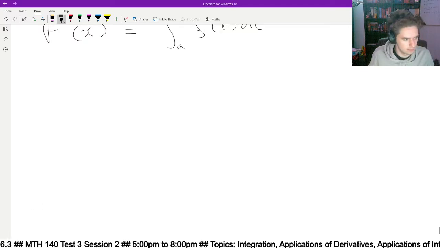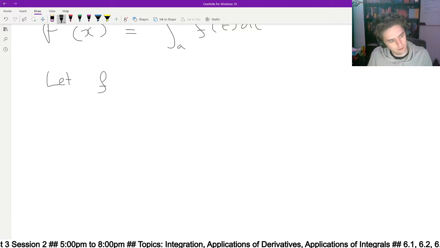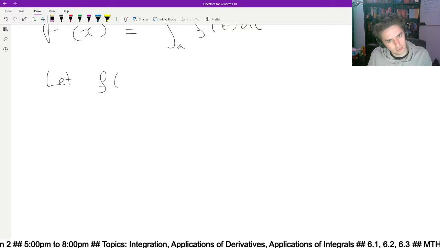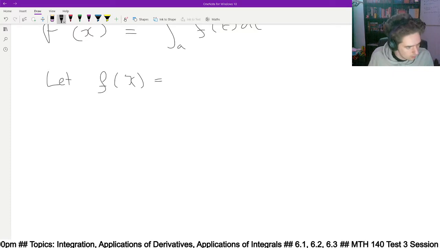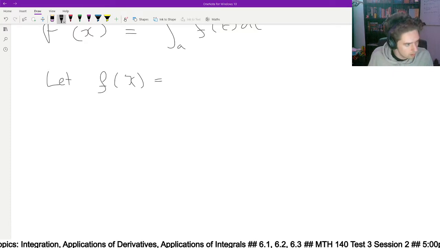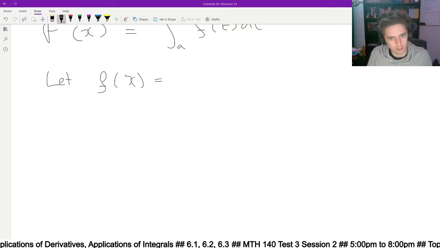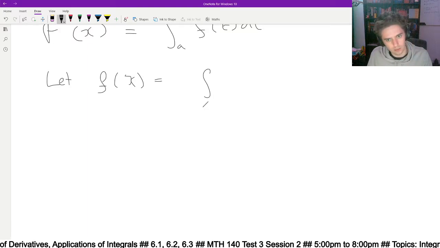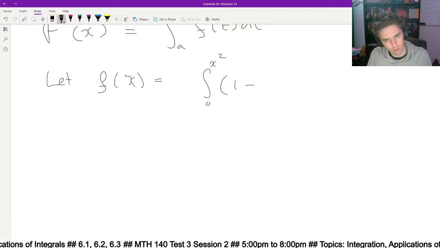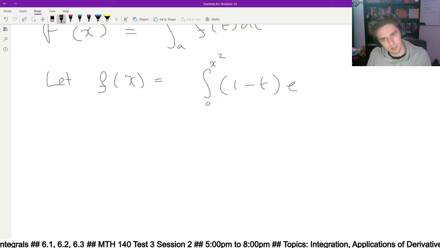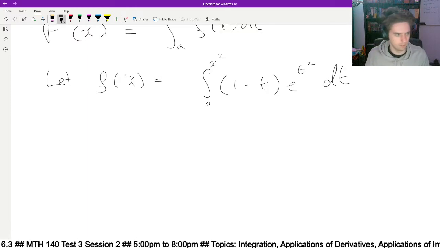Yeah. Sounds good. Okay, so the question is: let f of x equal... Oh, okay. This has a function only in one of the bounds, but it's okay. It's the same thing. So, the integral from 0 to x squared of 1 minus t e to the t squared dt. Okay.